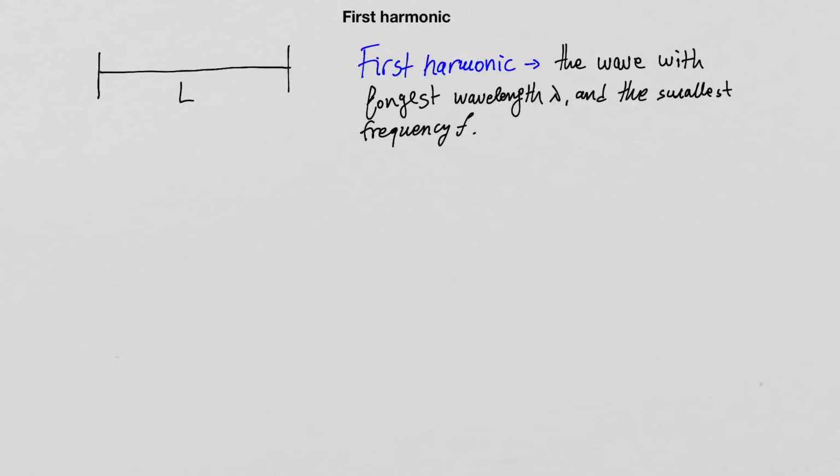The wave with the longest wavelength and the smallest frequency that can be excited on this string and forms a standing wave pattern is called the fundamental wave, and the frequency of that fundamental wave is called the fundamental frequency or the first harmonic. So the first harmonic is the wave with the longest wavelength lambda and the smallest frequency f that can be excited on the string. So let's see what that looks like.